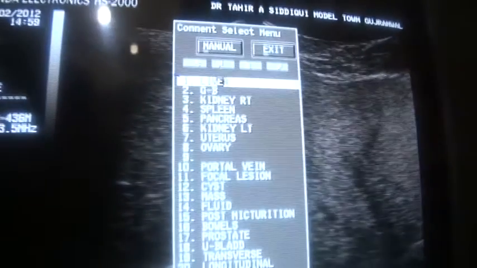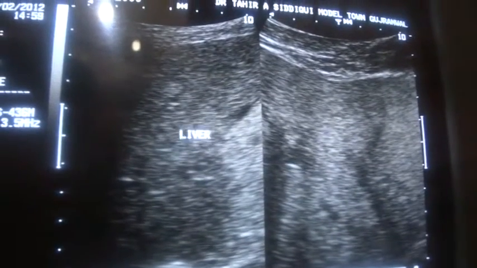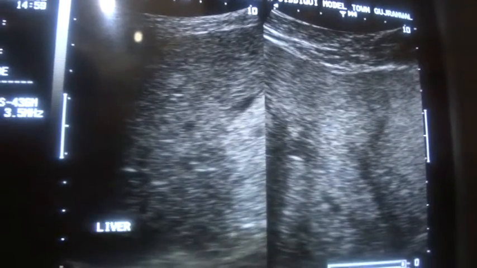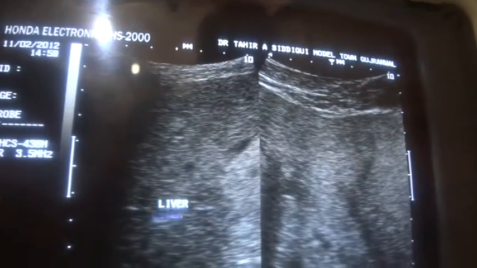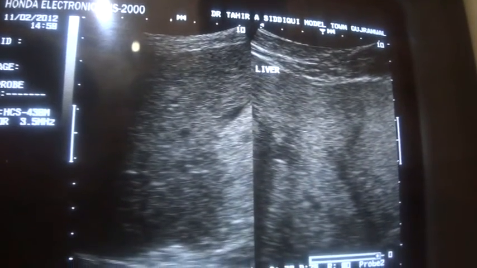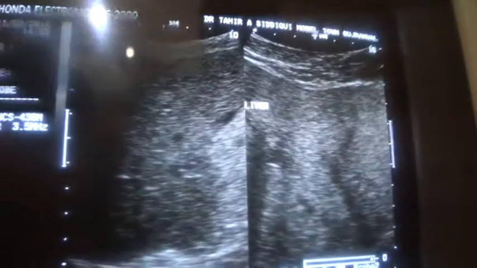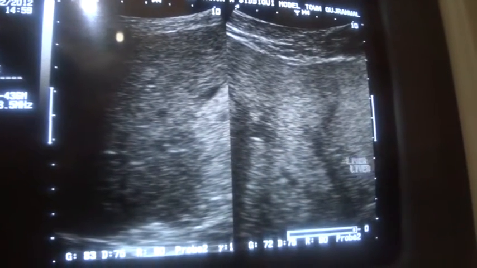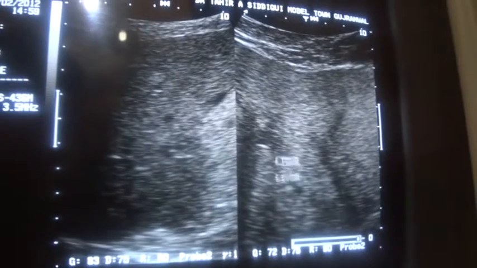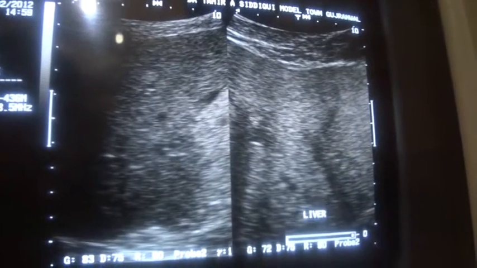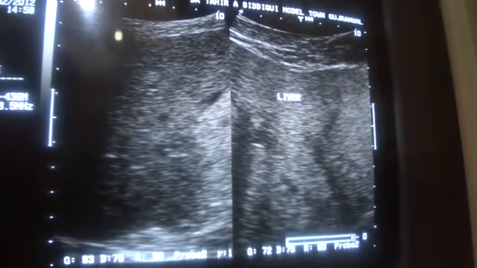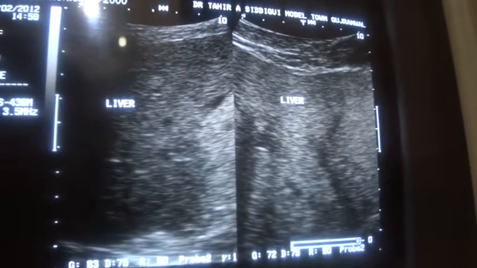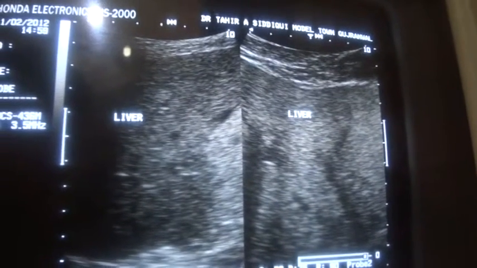Now you see that this liver shows normal parenchymal echogenicity, there is no coarseness, no focal lesion, and the same liver is showing fatty changes. These are all fatty changes. So the echo brightness of this liver, or echogenicity with no coarseness, is much higher as compared to that of this portion of the liver.